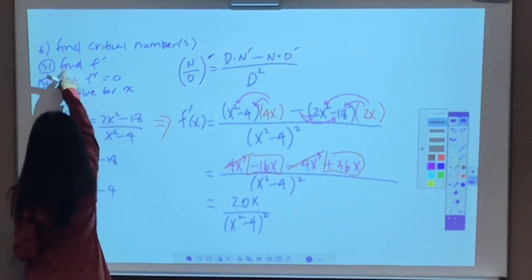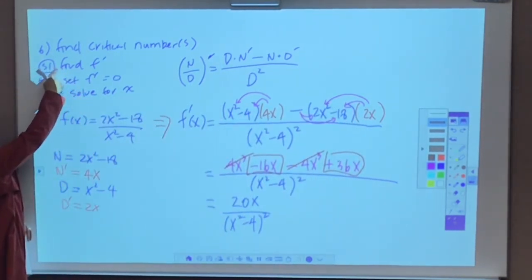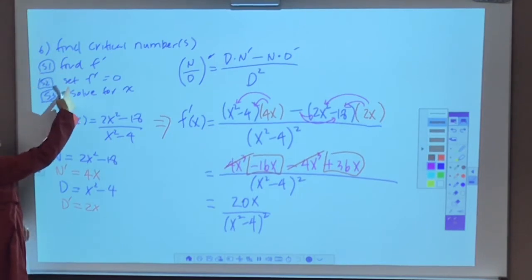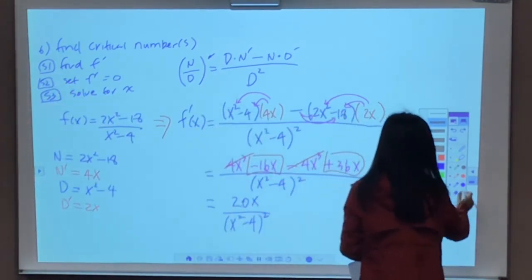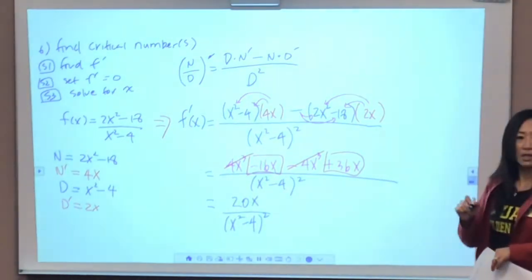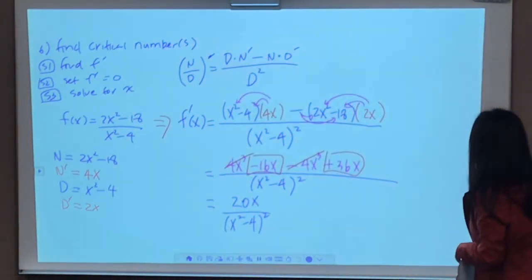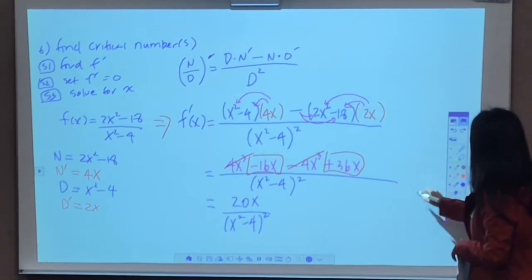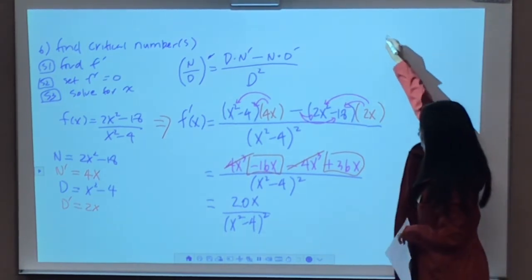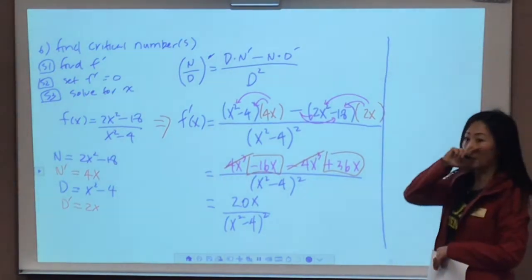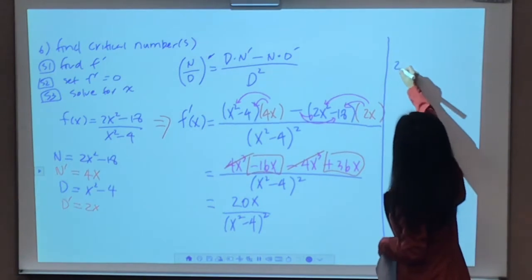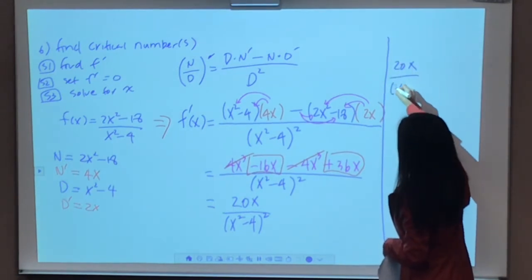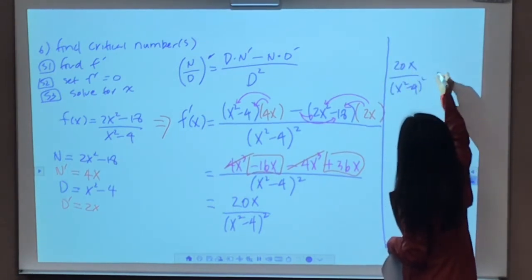I did step one only. Is everybody with me? I just finished my step one. So I gotta do what? Step two. Johnson, are you with me? Okay. So I'm gonna set this equal to 0. Everybody with me? Okay? So I said 20x over x squared minus 4 squared equal to 0.